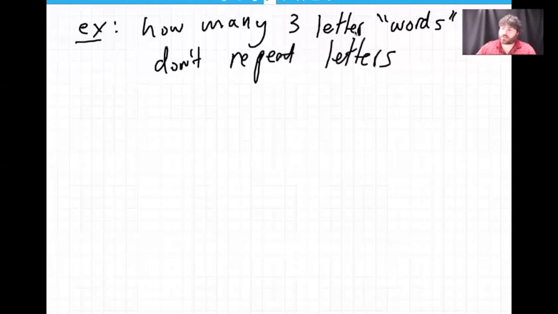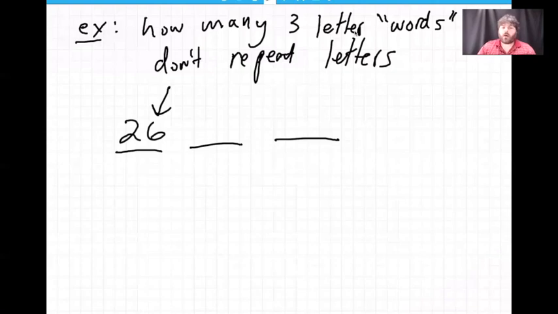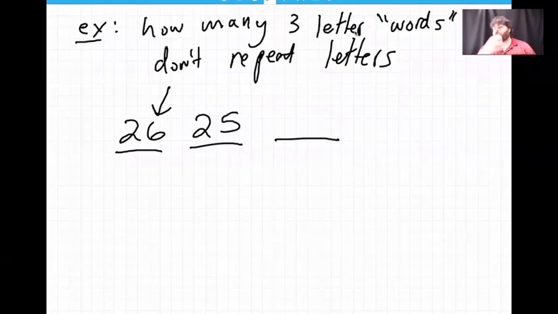Okay, well, let's think about this. There's 3 letters, so I have 3 blanks I need to fill in. How many choices do I have for the first letter in the word? Well, there's 26 letters in the alphabet, so I have 26 choices. Now, if I'm not allowed to repeat letters, whatever letter I picked for that first choice, I don't get to use again. So that means that I have 1 less choice. So there are 25 choices for the second letter. Now that I've chosen 2 letters, I can't use either of those for the third letter, which means there's 1 less choice. So I'm going to have 24 choices for the third letter.